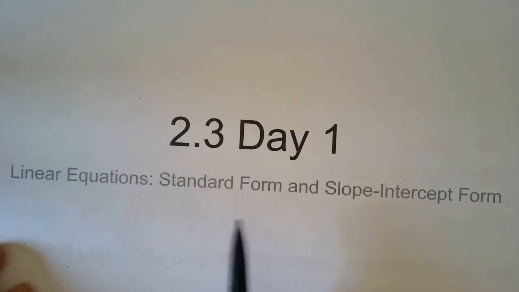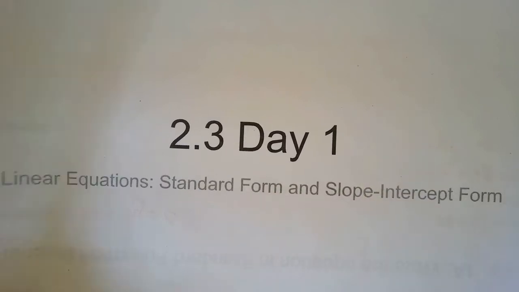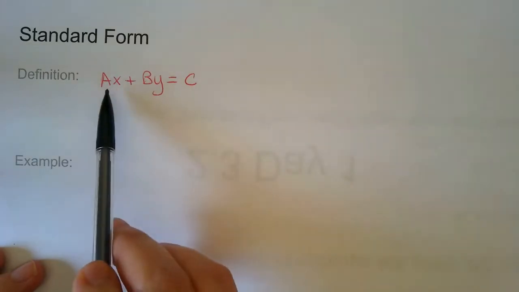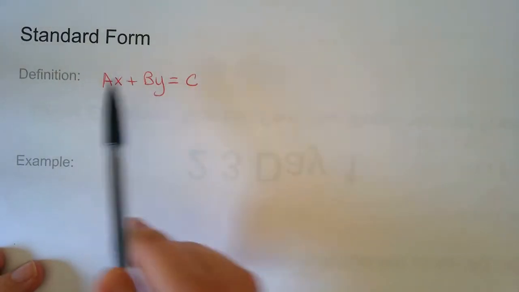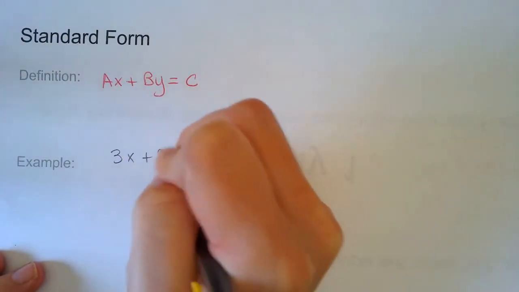Section 2.3 is where we will find and write standard form and slope-intercept form. Standard form is where you will write it in this form: Ax plus By equals C. So the A, B, and C are numbers. For example, 3x plus 2y equals 6 is in standard form.